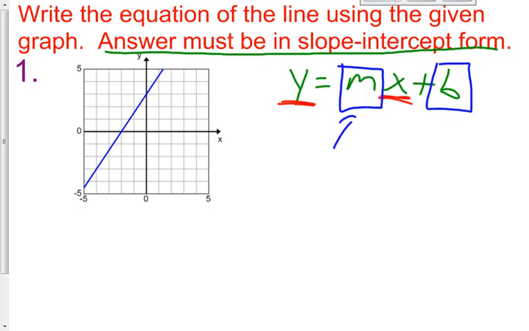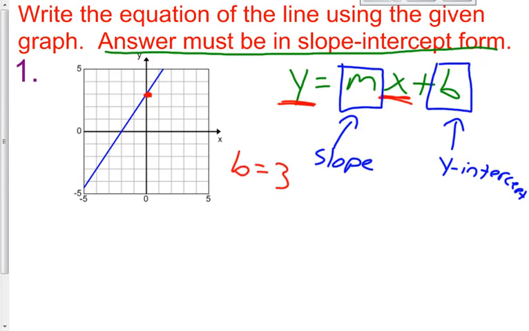Remember what m means. M is the slope. Remember what b means. B is the y-intercept. So as long as you have those two pieces of information, we are set. On this particular graph, do you have the slope and do you have the y-intercept? Well, let's first start off by finding that y-intercept. Where does it cross the y-axis? It crosses right there. So it is at a positive 1, 2, 3. My b equals a positive 3.